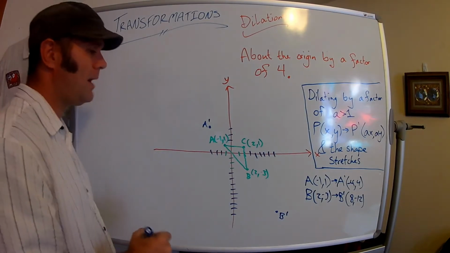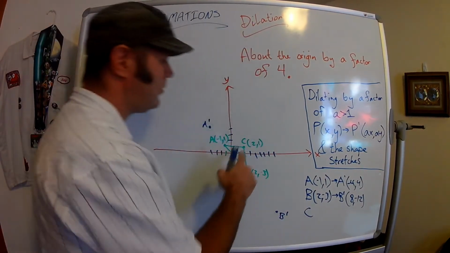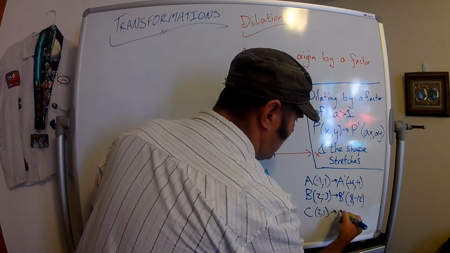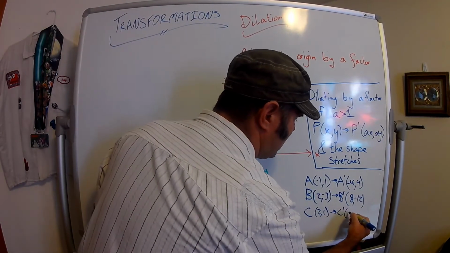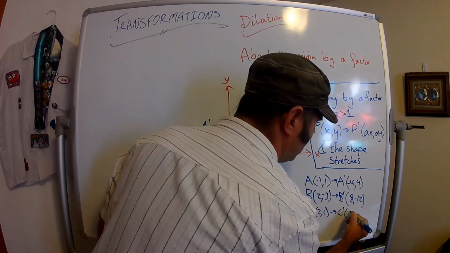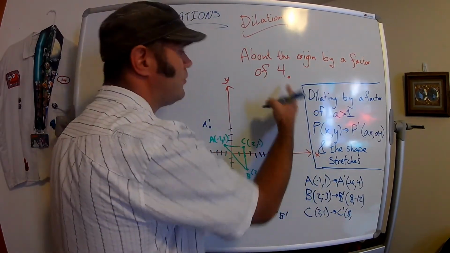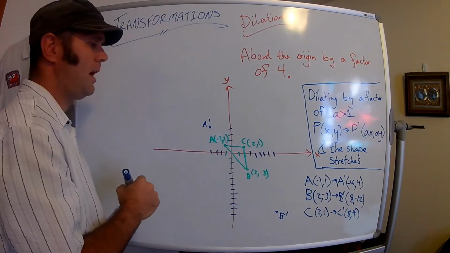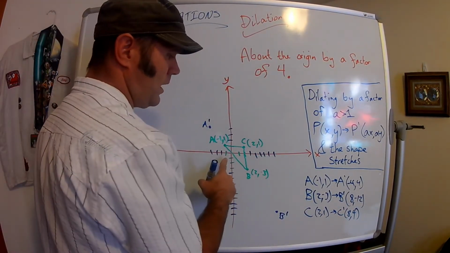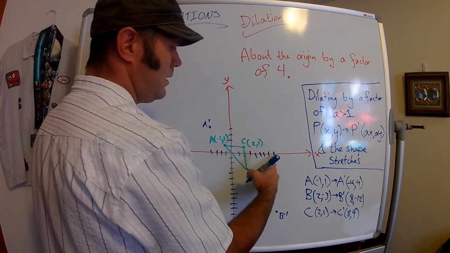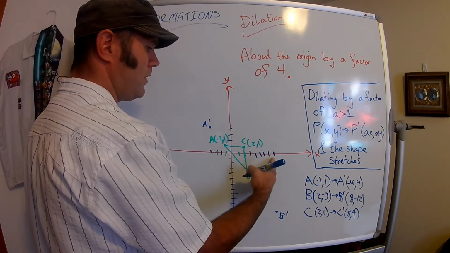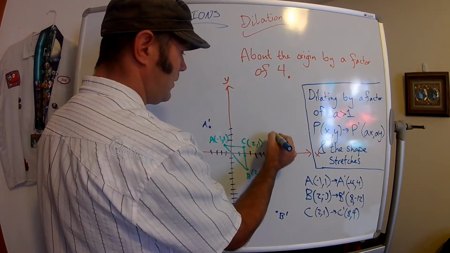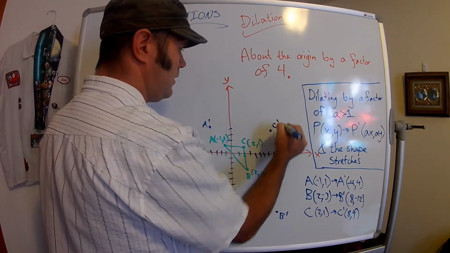All right, C prime. So C was 2 comma 1. And so C prime will be 2 times 4 is 8. And 1 times 4 is 4. And there you go. 8 comma 4. Well, we already went right 8 for B prime, so we've got that, and then up 4 for A prime, so we've already got that point, so we can just go right here. C prime.